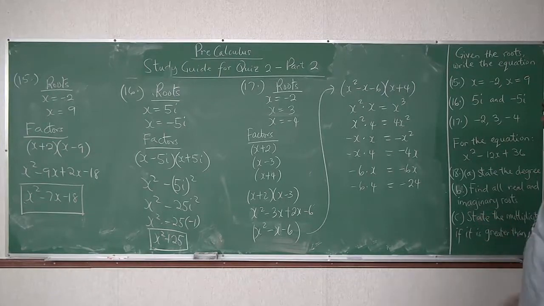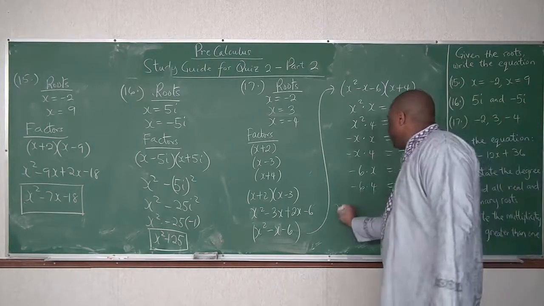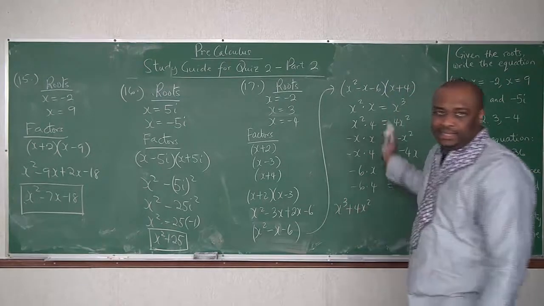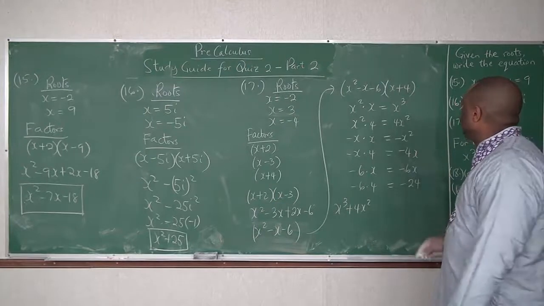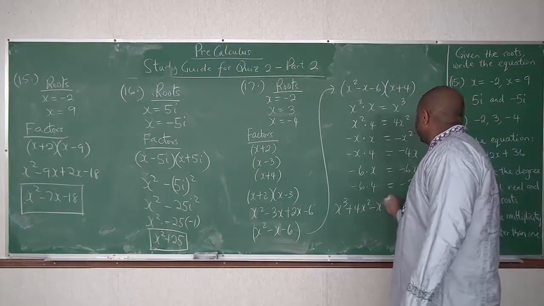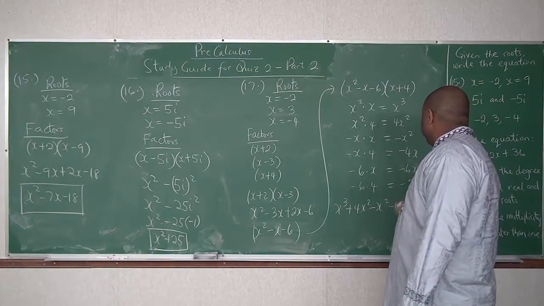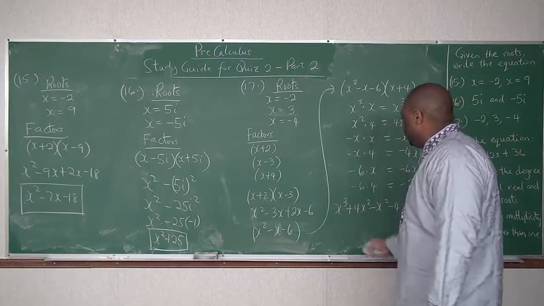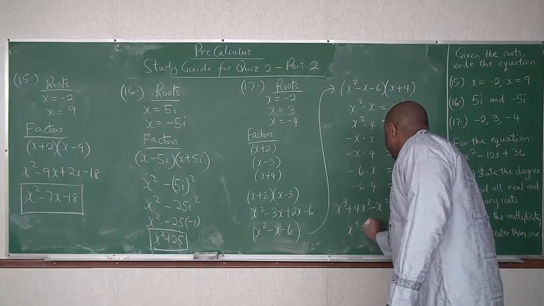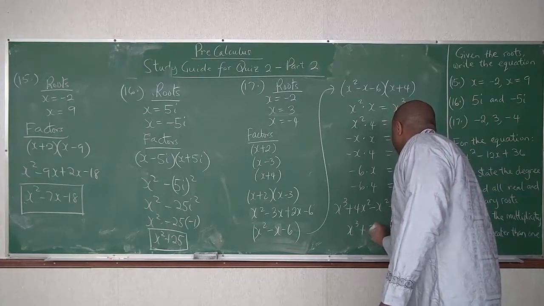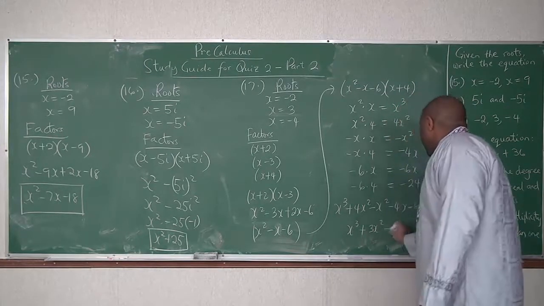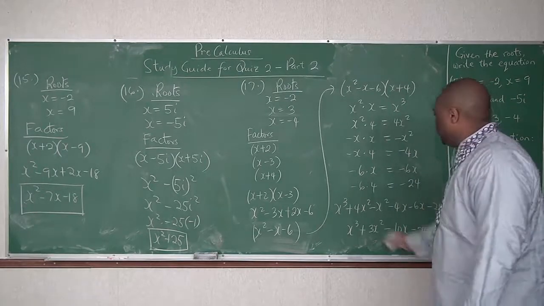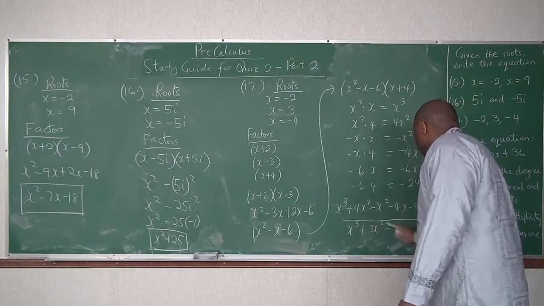Just check it again. So what do we have, folks? x cubed plus 4x squared. Please write as is, don't put your own signs. Minus x squared minus 4x minus 6x minus 24. So this will be x cubed plus 3x squared minus 10x minus 24. And this becomes your answer.